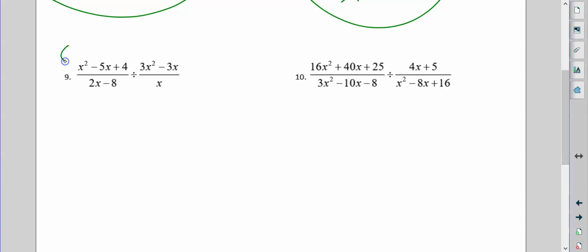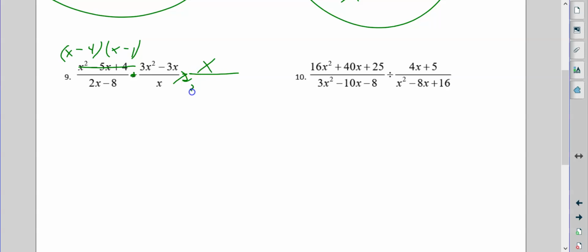All right, this I'm going to factor. X, x. Two numbers that multiply to give me 4 and add to 5. Well, that's only going to be 4 and 1. They're both negative because the 5x is negative. This, change to multiplication. Drop down here, go up there.